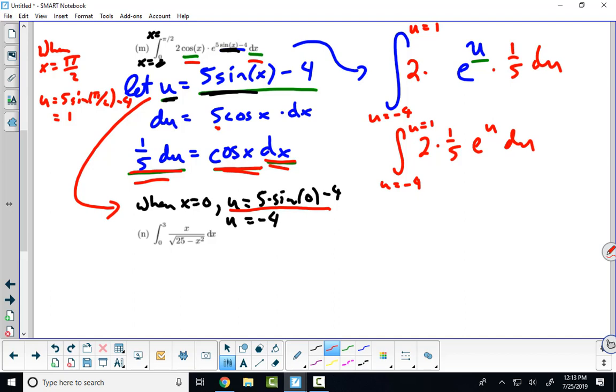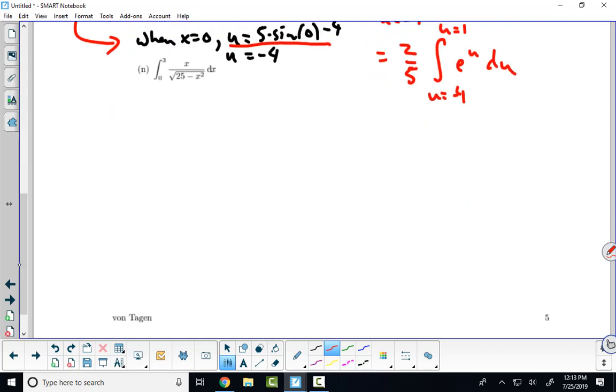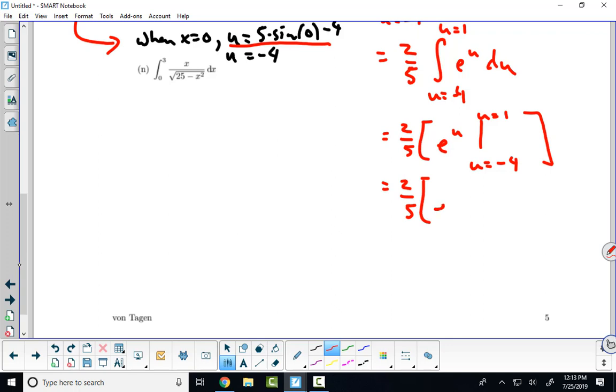All right. So this gives us 2/5 times the integral from u equals minus 4 to u equals 1 of e to the u du. But what is the antiderivative of e to the u? So it's just 2/5 e to the u evaluated from u equals minus 4 to u equals 1. Which is equal to 2/5 times e to the first minus e to the minus 4. And there's our answer.